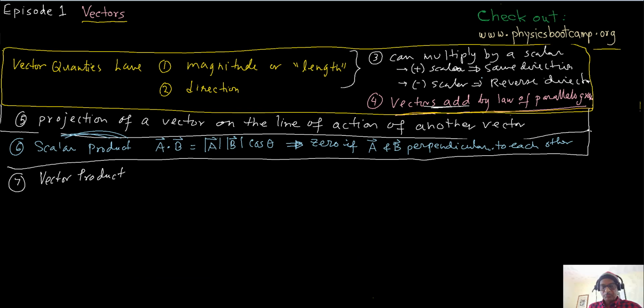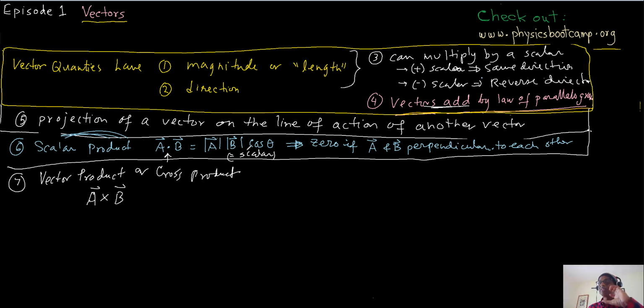Okay, the final quantity to actually learn is called vector product, or sometimes called cross product. The reason it's called cross product is you represent this product, instead of with a dot, with a cross. Now, with the dot product, you got a number. You just got a scalar number. You got a positive, a negative, or 0 as an answer when you do a scalar product.